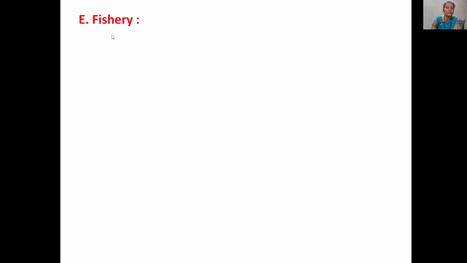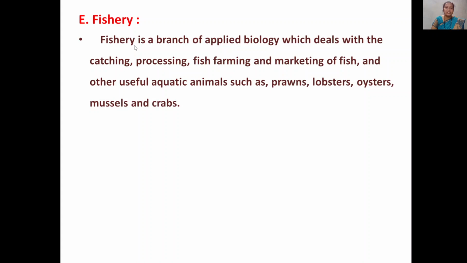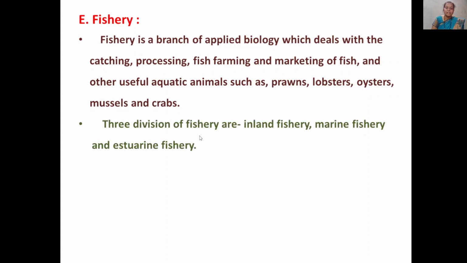Next point is fishery. Fishery is a branch of applied biology which deals with the catching, processing, fish farming, and marketing of fish and other useful aquatic animals such as prawns, lobster, oyster, mussel, and crabs. Three divisions of fishery are inland fishery, marine fishery, and estuarine fishery.